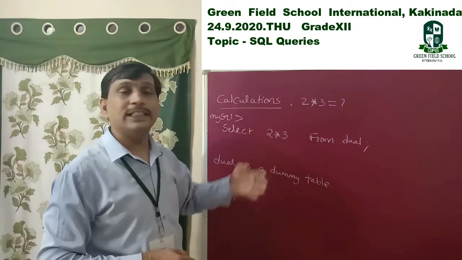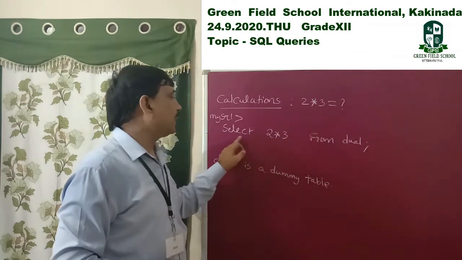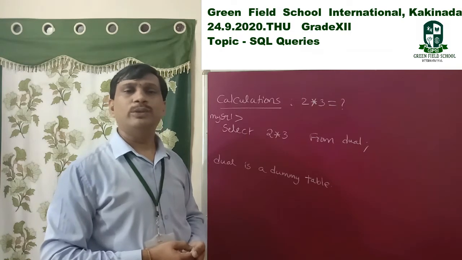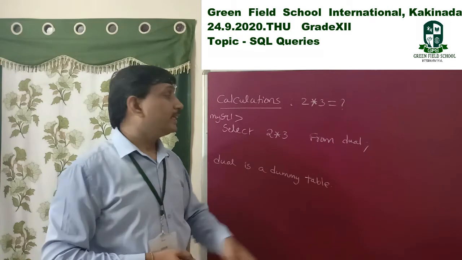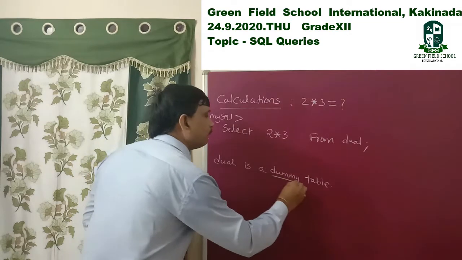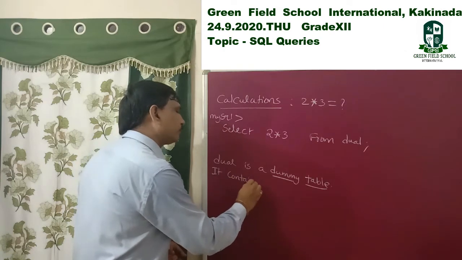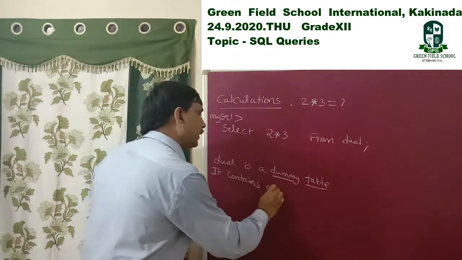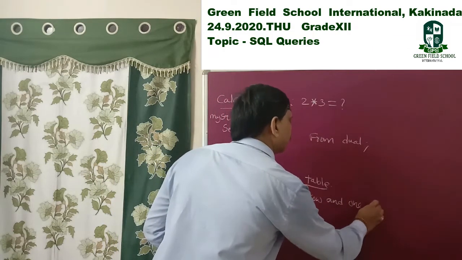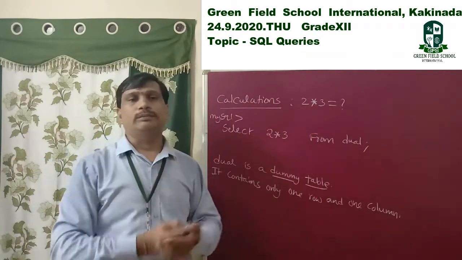So up to the last example, I did not specify any dual table. Without writing a table name, I calculated this calculation part only by using the select command without specifying the from clause. Here I specify the dummy table. So this dual table is called the dummy table. It contains only one row and one column. So the dual table contains only one row, one column.